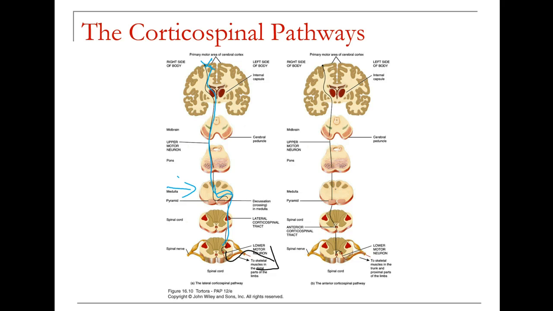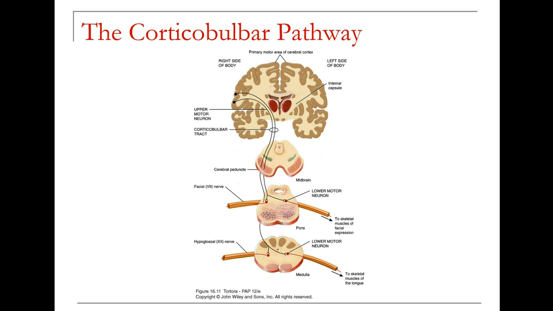So that's the combination in a direct pathway of the upper motor neurons coming out of the brain, and the lower motor neurons that will go directly to the skeletal muscle. So here's an example of a corticobulbar pathway.